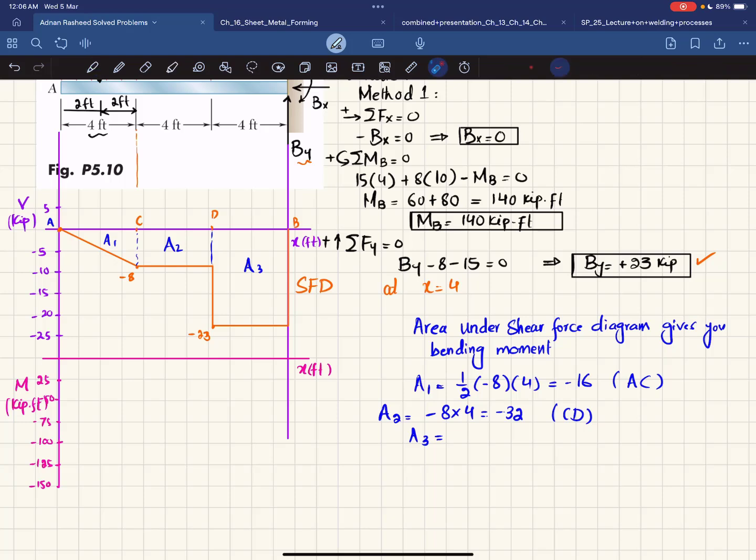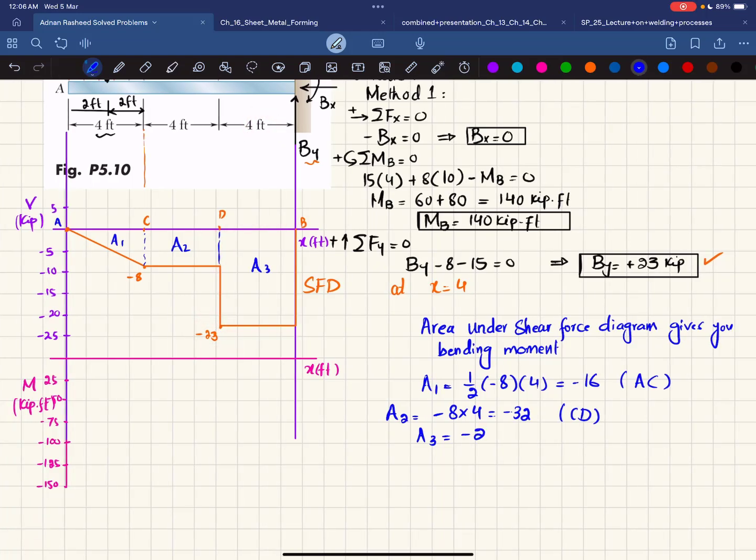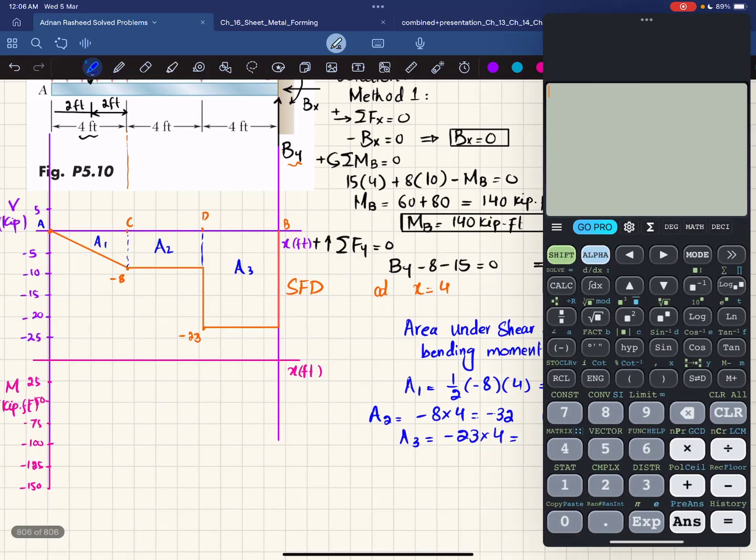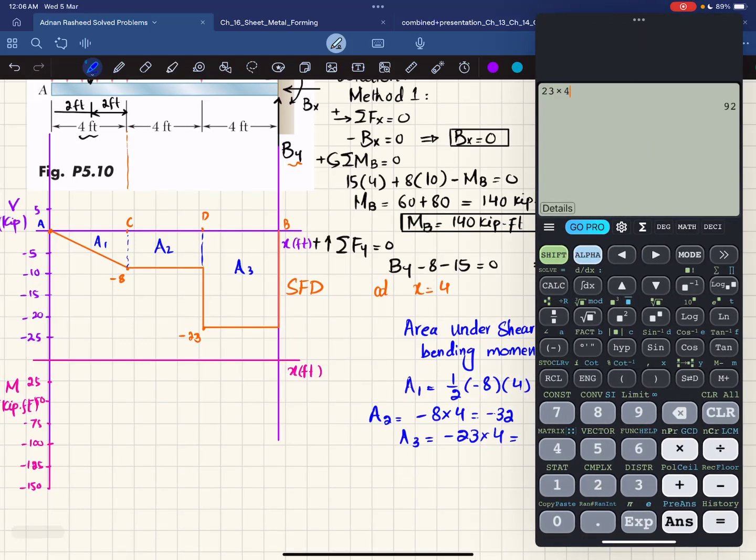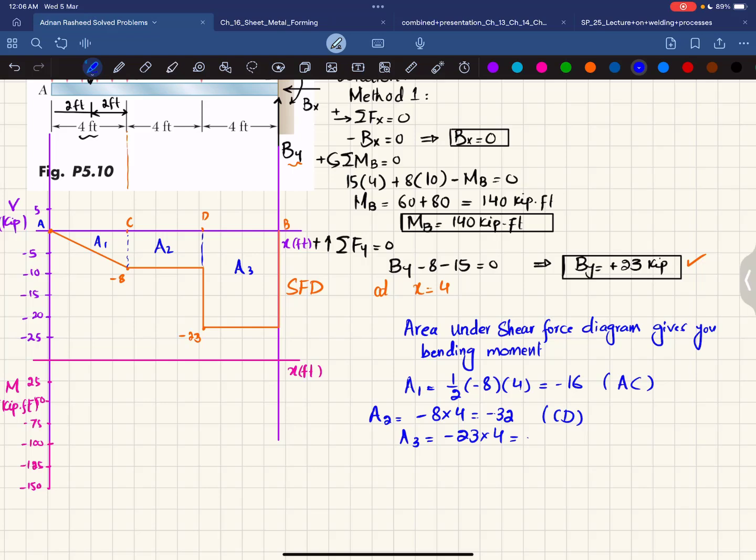So you can see this height is minus 23 and width is 4. So minus 23 multiplied by 4 will give you how much? We have a calculator. 23 multiplied by 4 is 92, minus 92. And this is for region D to B. Now you have all these areas. So let's start plotting all these points.